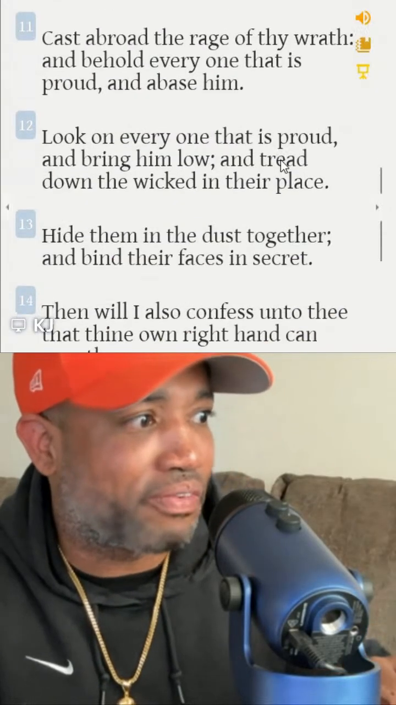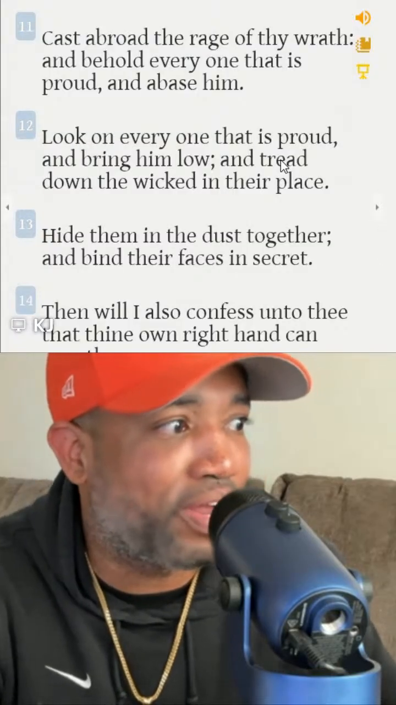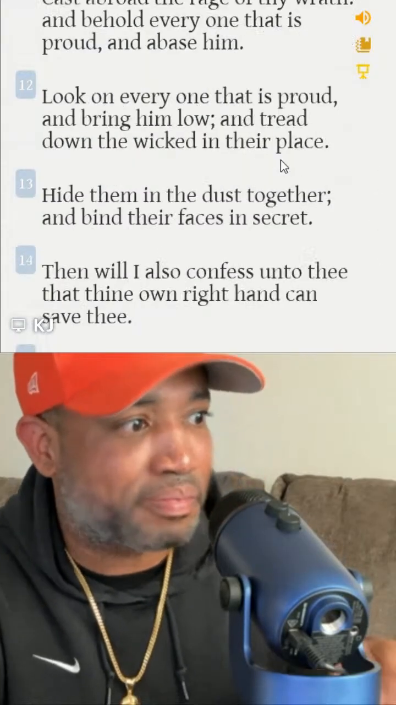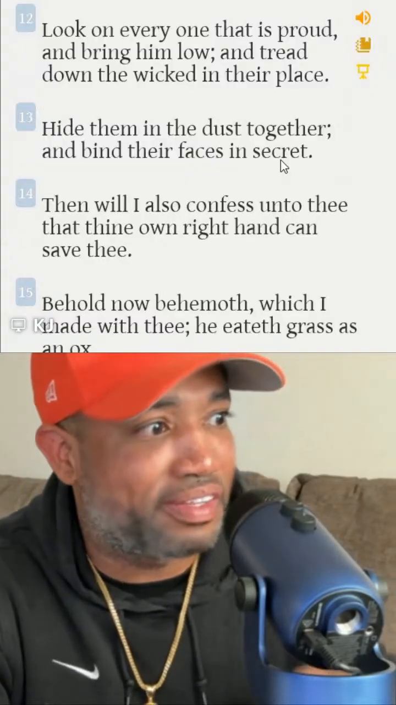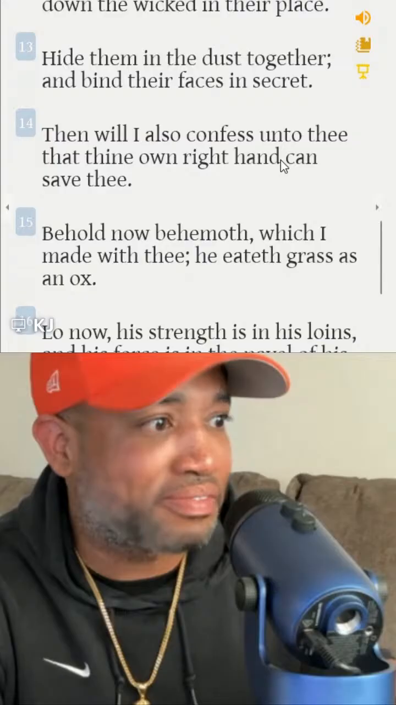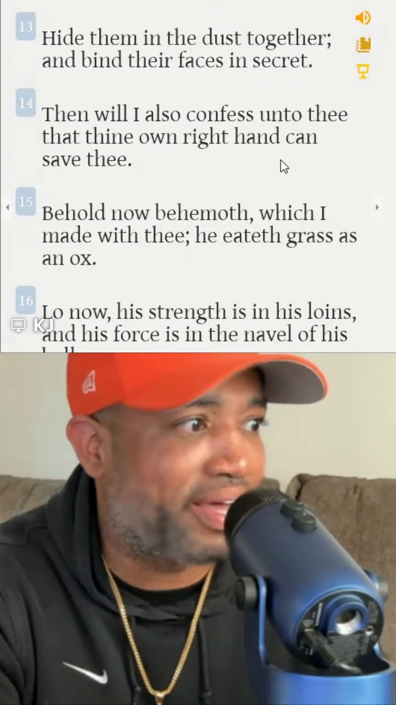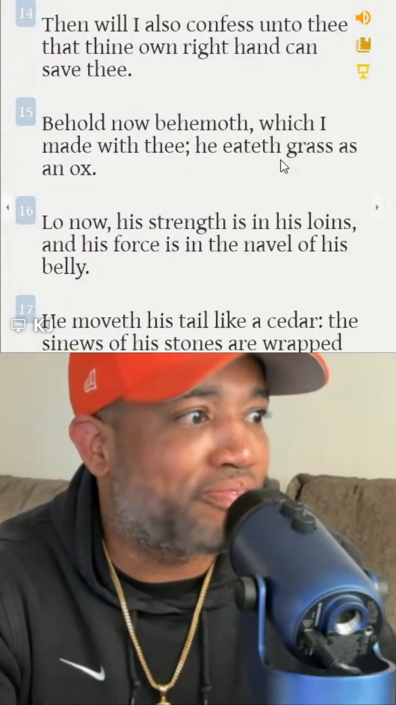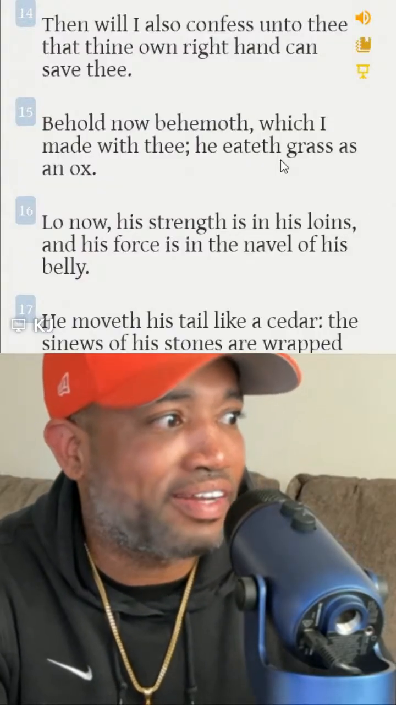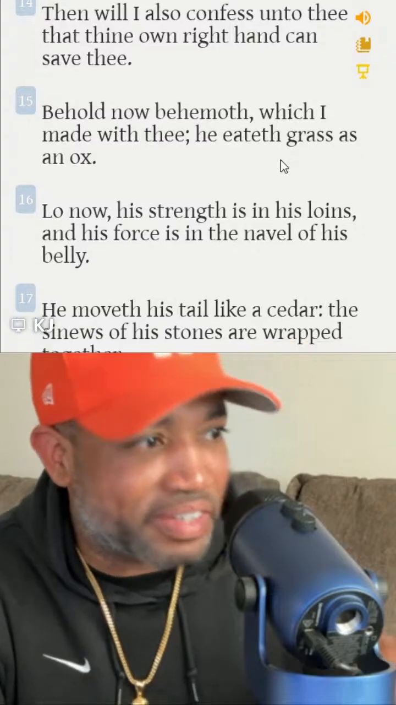Cast abroad the rage of thy wrath, and behold every one that is proud, and abase him. Look on every one that is proud, and bring him low, and tread down the wicked in their place. Hide them in the dust together, and bind their faces in secret. Then will I also confess unto thee that thine own right hand can save thee.